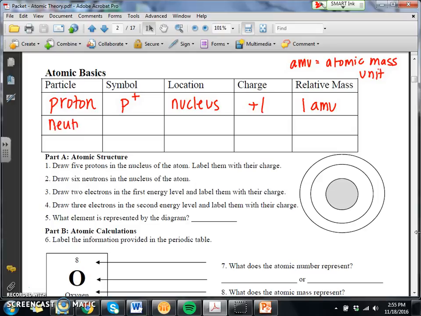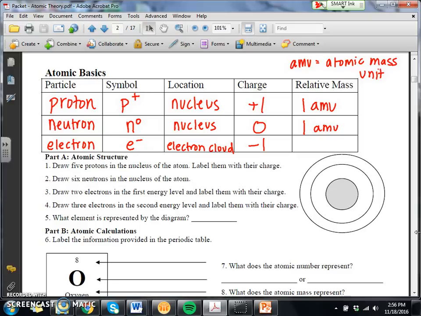The neutron is neutral, so it has a lowercase n with a 0, meaning that it has no charge because it's neutral. It is also located in the nucleus and weighs 1 AMU, roughly. So a neutron and a proton are about the same weight. Our third particle is an electron. An electron is a lowercase e with a negative sign because the charge is -1 and it is in the electron cloud.